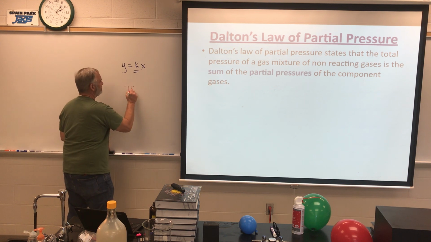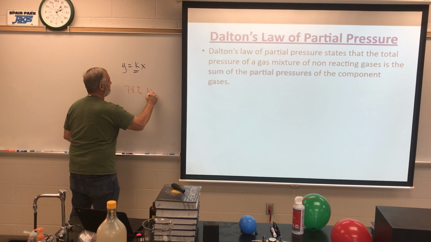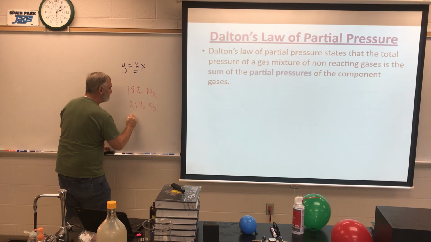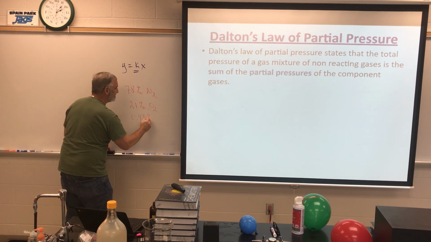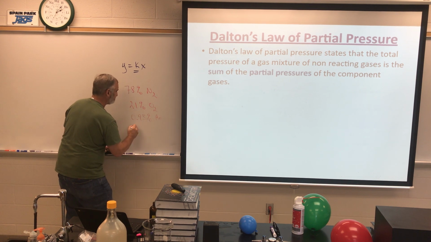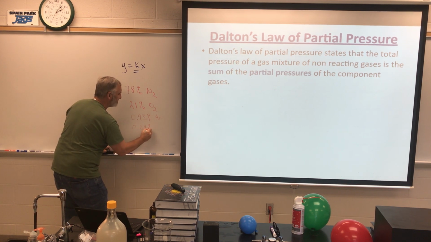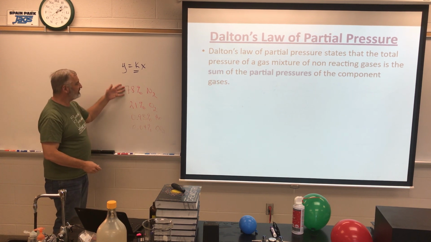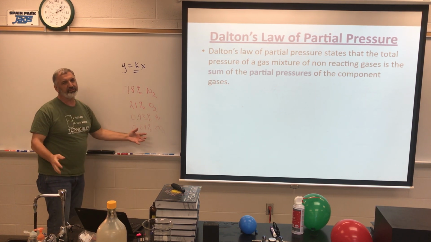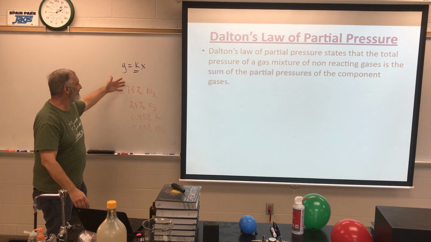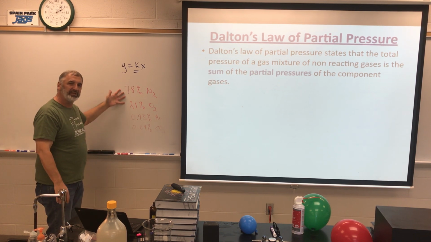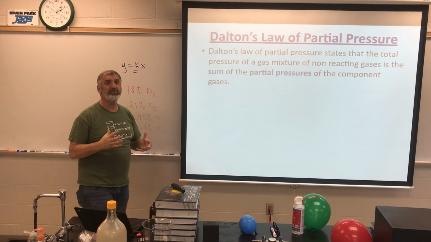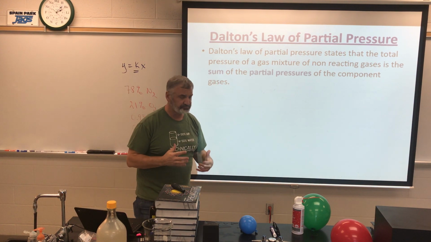78% nitrogen, 21% oxygen, 0.93% argon, 0.04% carbon dioxide. So all of this together, and then there's 0.03% of other stuff, but all of that together adds up to the whole 100%, all the pressure that the atmosphere is exerting on us, okay?